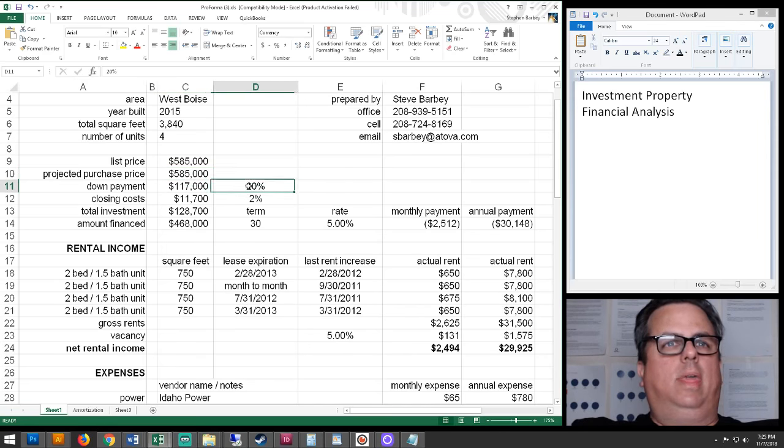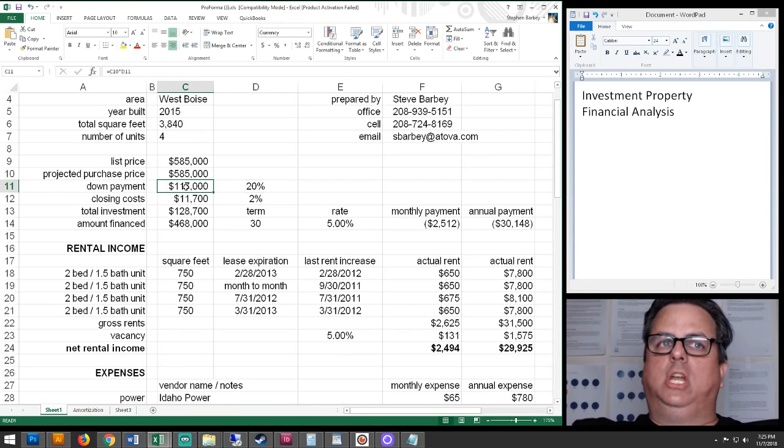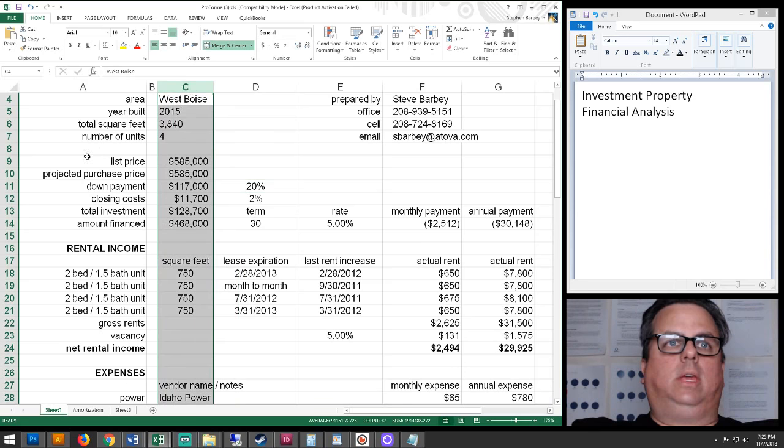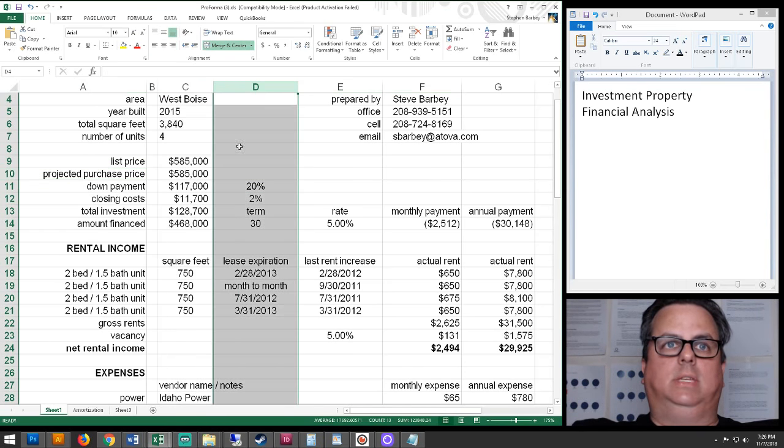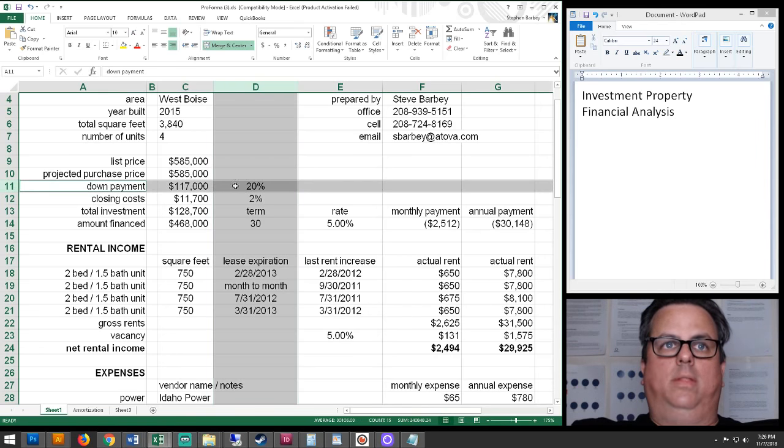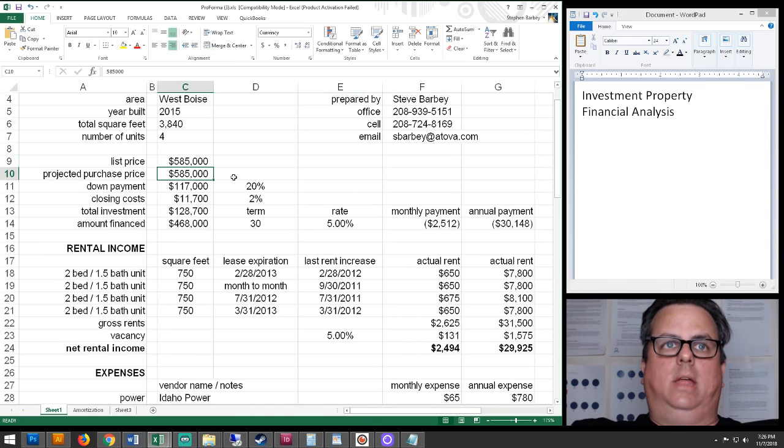So for now, let's put in. I'm not going to change this figure because this figure is an equation, C10 times D11, which is, by the way, C10, so 585 times D11, the 20%. So it's that times that. So if I change this to say 30%, watch what happens to the 117. It goes up to 175.